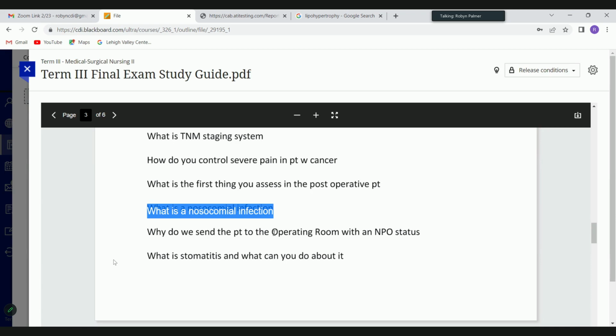Why do we send the patient to the operating room with an NPO status? We answered this. To make sure their stomach is empty. Why? To prevent aspiration.